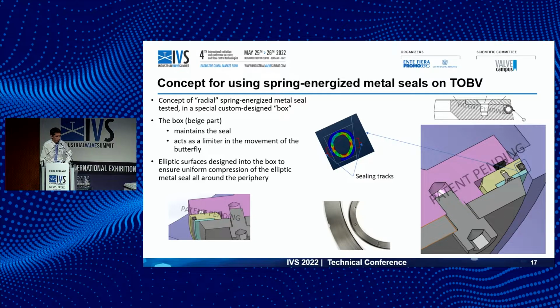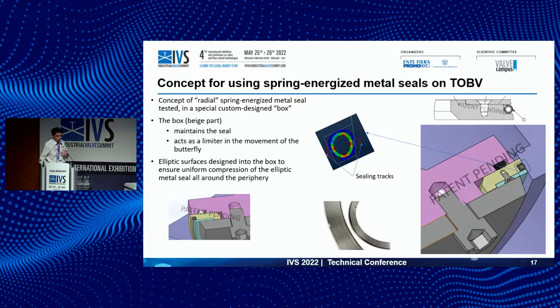The concept which was developed is a patented concept. It's a sort of radial seal, which is integrated in a special custom design box. So you can see the seal here at that point. Well, you can see the box. And I say it is radial because it is going to seal on the external side and on the internal side. It's not really radial because it's an elliptic shape, actually, but let's say it's radial.